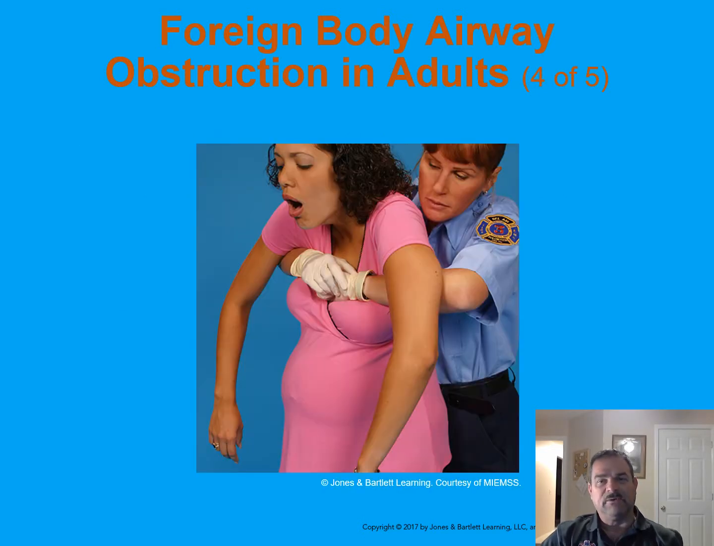Here's an example where you're doing chest thrusts in a pregnant woman. Because you're up above her breast, you can get right in the middle of the chest, and you're still trying to force air through the chest cavity, up through the trachea, to displace whatever it is that's in the back of her throat.